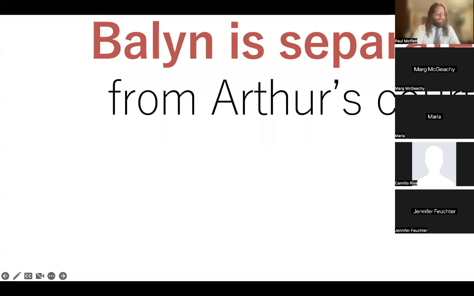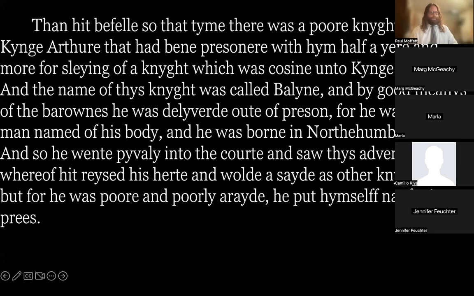His story begins, in fact, with a damsel who comes to Arthur's court, and she has a sword girded around her waist that no one can pull out of the scabbard. And she says, "Only one who is of worship with no treachery or villainy will be able to pull this sword out." And then we have this section I'm showing you here.